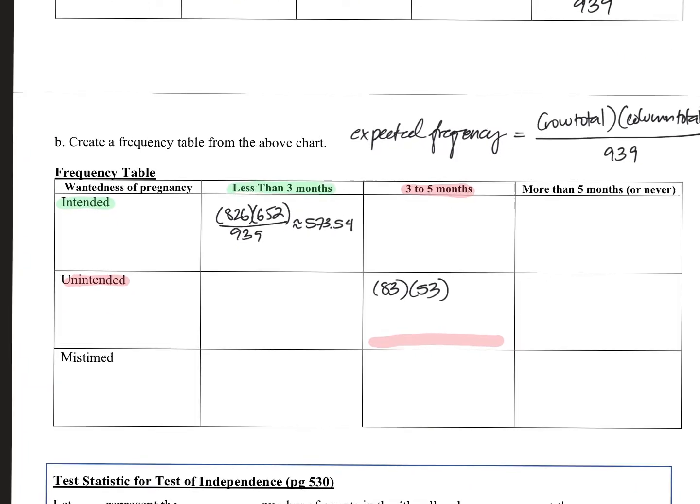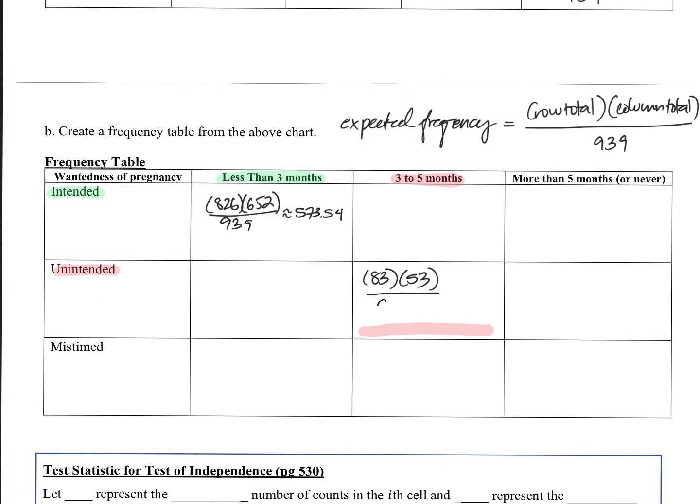And we're going to divide that by the table total, which is 939. And what do we get? We get approximately 4.68. Alright, go ahead and pause the video. I'll fill out the chart and check in with me in a second.